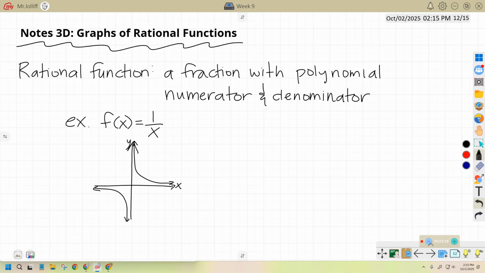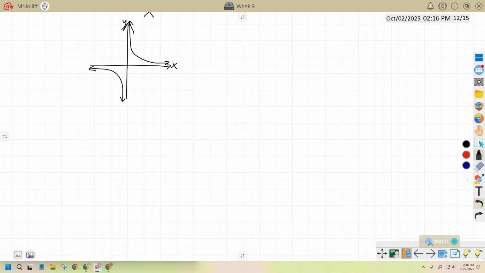So what we're going to do today is talk about the domain of general rational functions, and then we're going to look at some properties. So first, let's talk about the domain of a rational function. First, remember that we assume the domain is all real numbers. And then we look for problems.